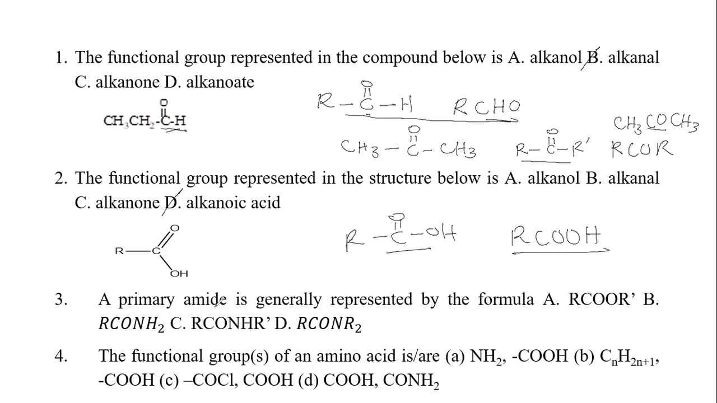Question number 3. A primary amide is generally represented by what? Okay, so when you see an amide, it can either be primary, secondary, or tertiary. Now, for our question, the correct answer is option B. So this is primary amide. Can you see? You're having 2 hydrogen. Secondary is when one of the hydrogen has been replaced by an alkyl group, so that you have it this way.